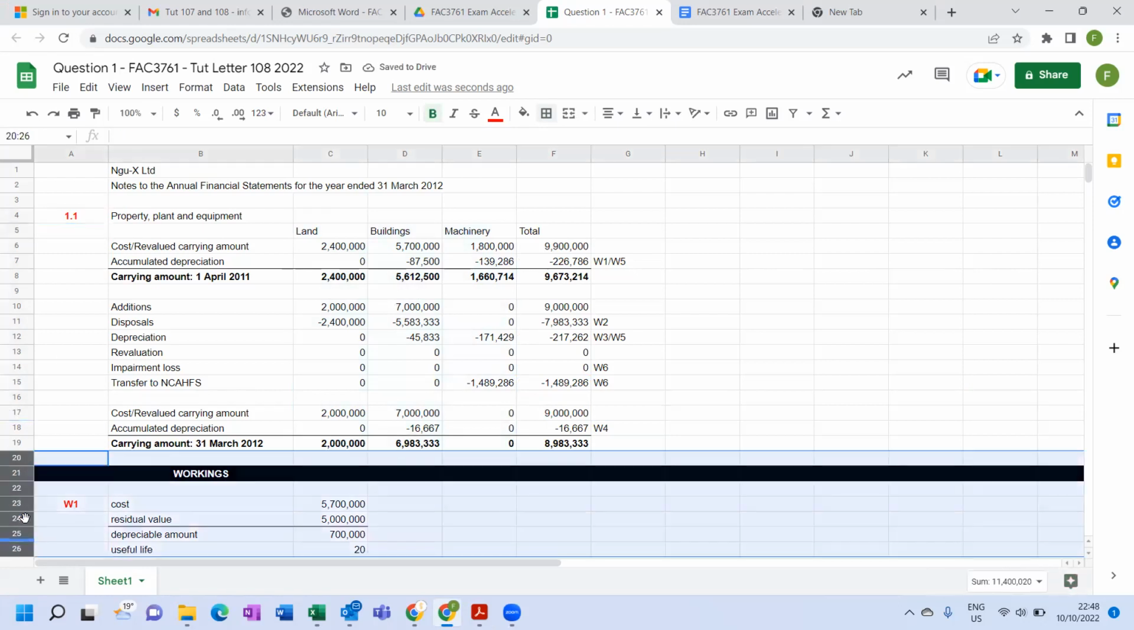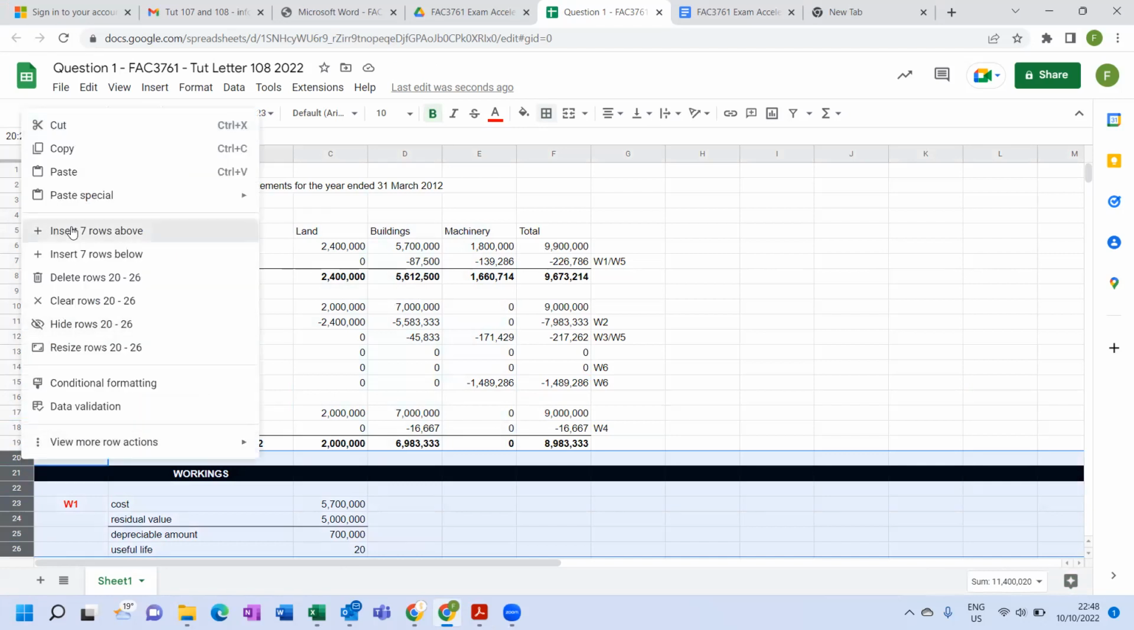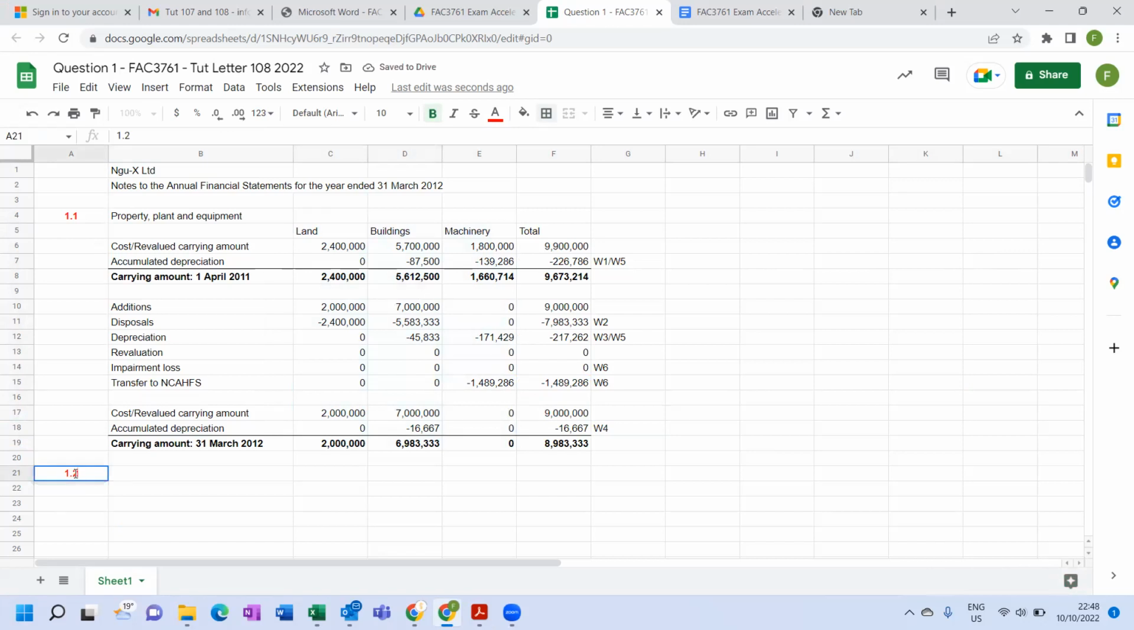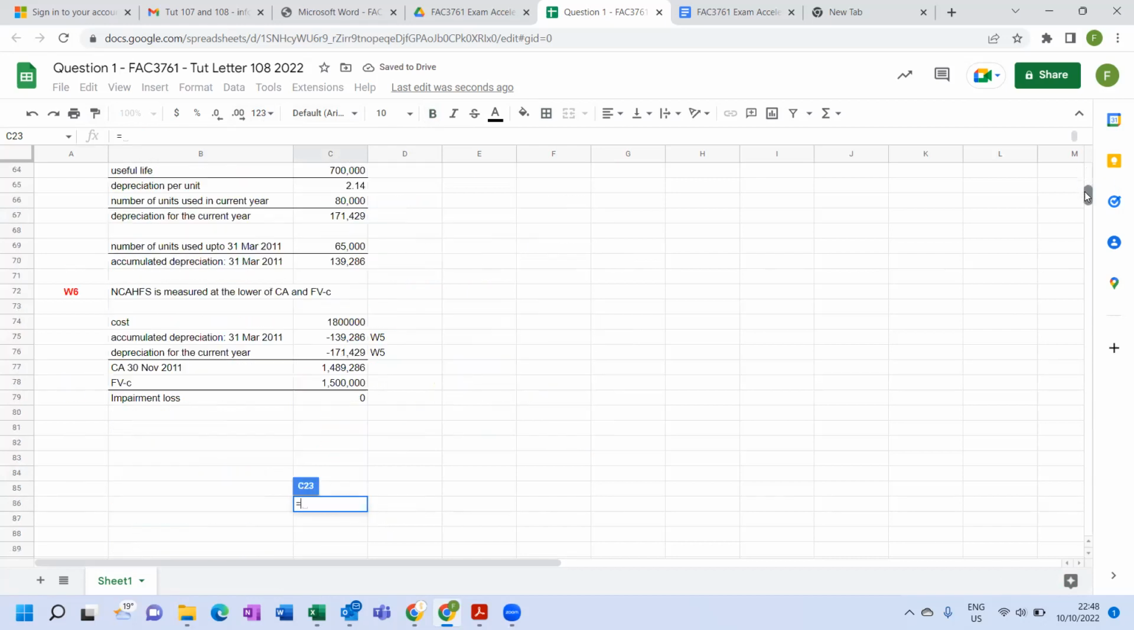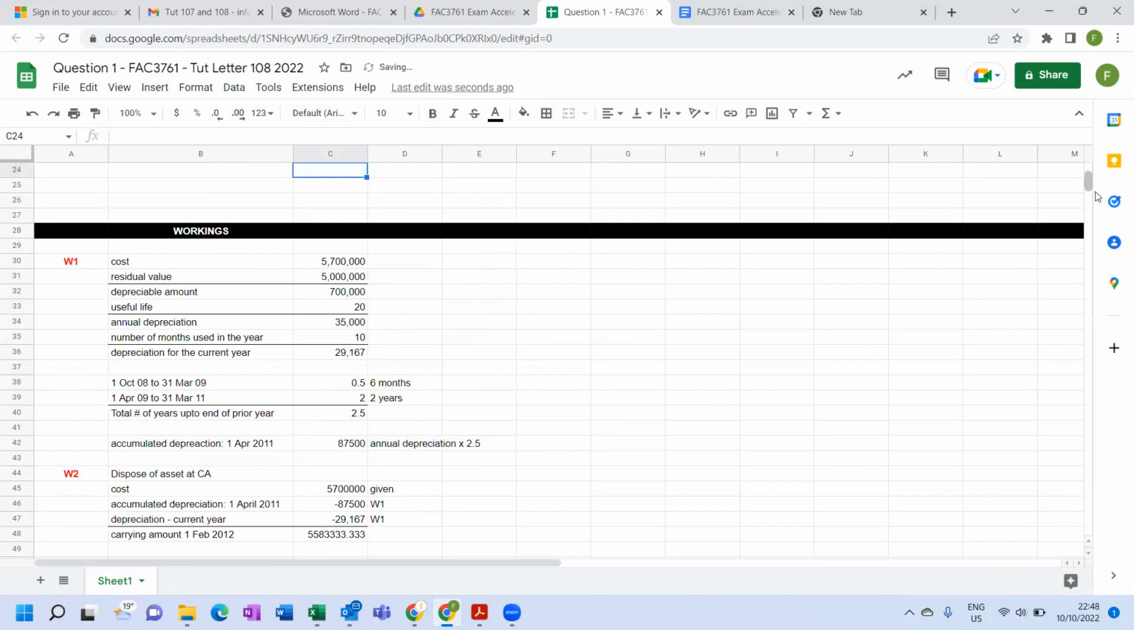So 1.2, you can read up on all the wording, but basically you will just have, so this will be non-current assets held for sale, okay, and you simply have machinery, and it will be equal to, it will simply equal to that. Okay.